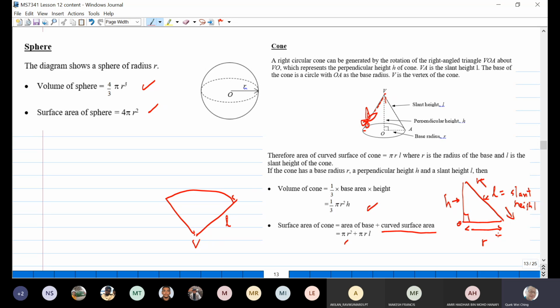When you have this, how much is the surface area? It's pi r l. R is the radius at the base, and L is the slant height here, which is actually a triangle there. So what you do is open it up first, then you find the shape looks like a fan, and the area of that fan is pi r l. So this is something not so familiar to you. Maybe I should WhatsApp it to you.